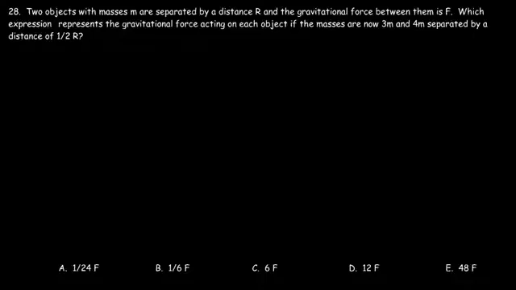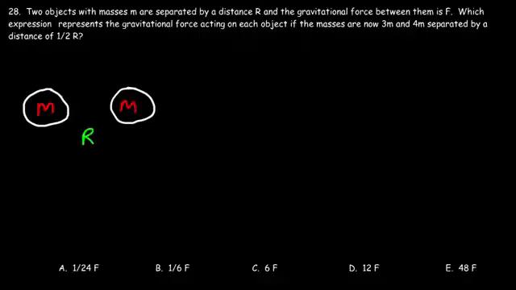28. Two objects with masses m are separated by a distance r, and the gravitational force between them is F. Which expression represents the gravitational force acting on each object if the masses are now 3m and 4m separated by a distance of 1/2 r? So here's the situation before. We have two objects with the same mass, mass m, and they're separated by a distance r. That's the distance between the centers of the two masses. And gravity brings things together. So gravity is a force of attraction.